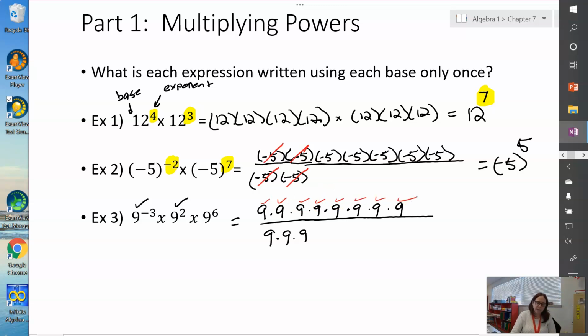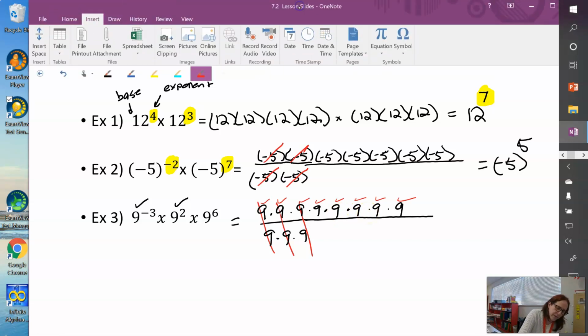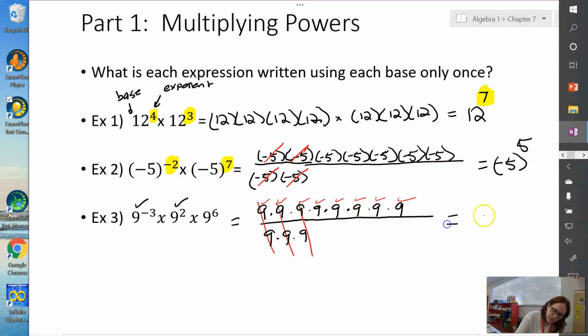And now check it out. Some of these 9s cancel. Cancel, cancel, cancel. And I'm left with how many? 1, 2, 3, 4, 5. So I'm left with 9 to the 5.